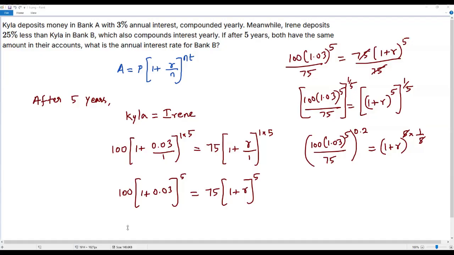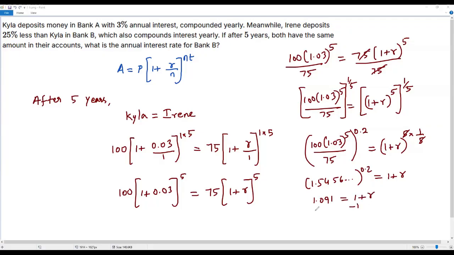Now I multiply that result by 100, then I divide it by 75. Then I'm getting 1.5456, and it keeps going. It has to be raised to the power of 0.2. On the right side, we have 1 + r. Let me evaluate this one. When I raise it to 0.2, I am getting 1.091, and it keeps going. I can round it to 3 decimal places, equal to 1 + r.